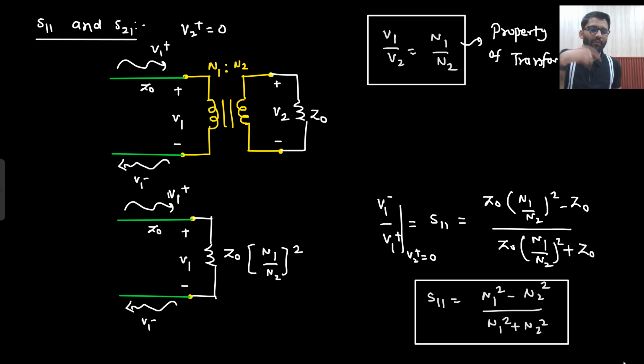Well and good. Now from here, what do I know? V1 is equals to N1 by N2 into V2. What V1 is equals to? V1 is having both of the components. But as of now, what we have done is that we have made V2 plus is equals to 0. And now what we need to find?